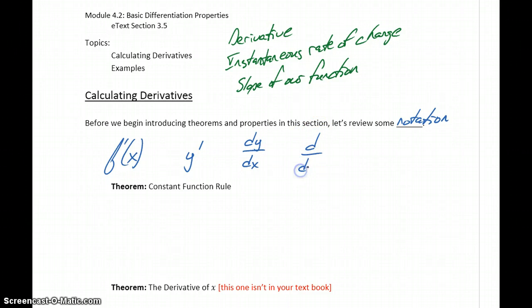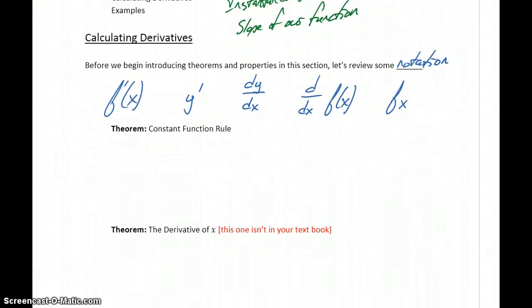We could also write d over dx of f of x. So this means take the derivative with x as the independent variable, or with respect to x, of this given function f. Or another way to write that same thing, which we probably won't encounter until later on in this course, but I'll go ahead and introduce it now, is f sub x. So it means, given this function f, take its derivative with respect to x, or with x as that independent variable. So again, all of those notations mean the same thing. We want to take the derivative of our given function.